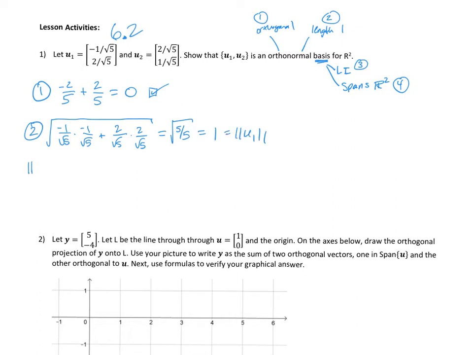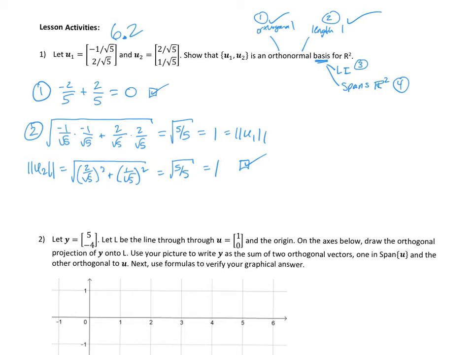Okay, and then the length of u2 is going to be the square root of 2 over root 5 squared plus 1 over root 5 squared, which is going to give me, again, the square root of 5 over 5, which is 1. All right, so both vectors have a length of 1. So we've shown orthogonal, and they have length 1, so that's an orthonormal set.